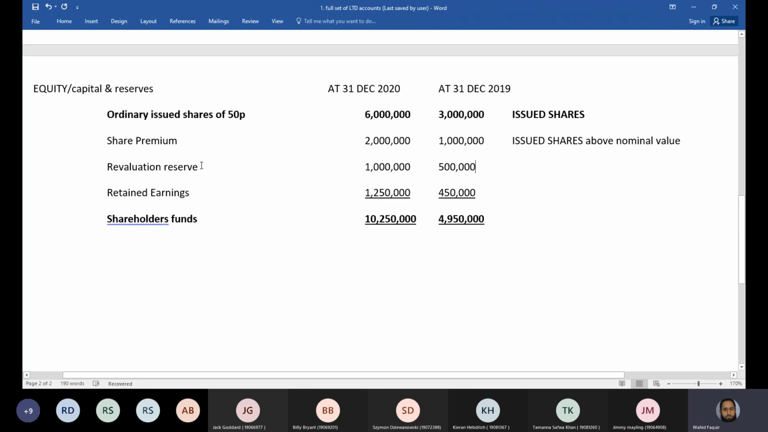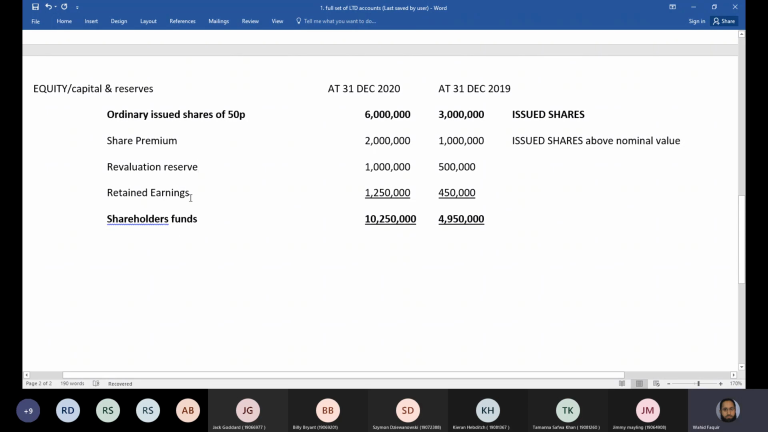Revaluation reserve. A revaluation reserve, again, document 371. It's a simple one to understand and remember. It's when the value of your non-current assets go up in value, you increase the top half of the statement of financial position, and you also increase the bottom half of the statement of financial position to restore the balance. So that's when your non-current assets have gone up in value. In this case, you can see from the 31st December 2019 to 2020, within a year, they've doubled in value by $500,000.